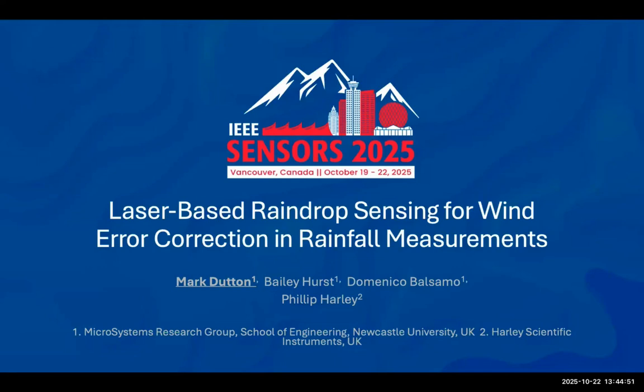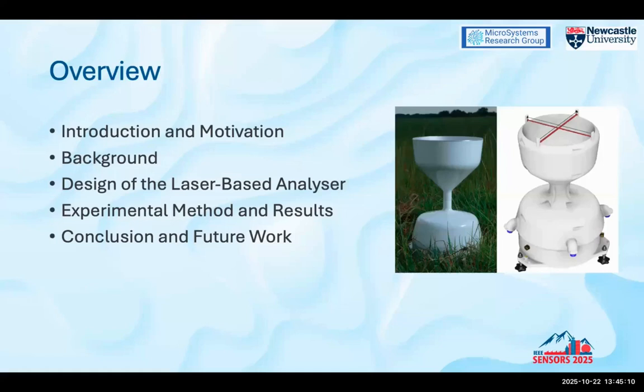So my name's Mark from Newcastle University, from the Microsystems Research Group in the UK. I'm doing a part-time PhD after over 25 years in the rainfall measurement industry. So basically what I'm going to be talking about today is the problems with rainfall measurement, mostly known as undercatch, which is basically an estimation of rainfall, and how I'm trying to combat that with instrumentation.